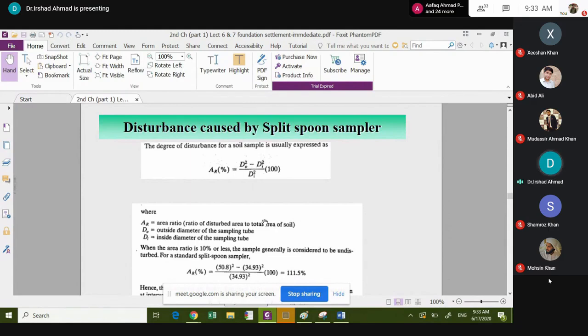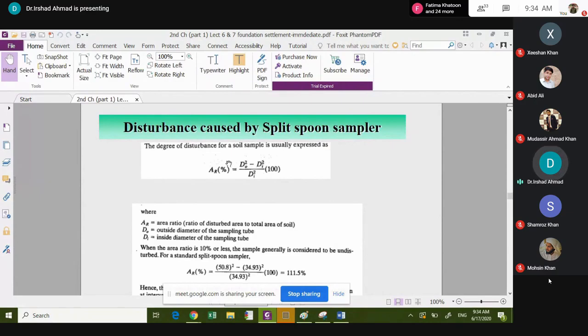Whether a sampler gives you a disturbed sample or undisturbed sample depends upon its area ratio. Area ratio is the outer diameter squared of the tube minus the inner diameter squared, divided by the inner diameter squared. If this area ratio is within 10 to 15%, that will be an undisturbed sample. But if it is more, it means the walls are very thick. The tube walls are very thick and you will get a disturbed sample.